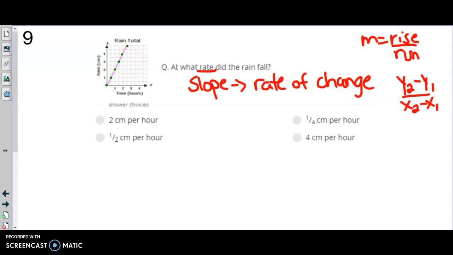But remember, we talked about those similar triangles. It doesn't matter if you use this little bitty triangle here where you rise up 1 centimeter and over a half hour, or if you use the next triangle, you could rise up 2 centimeters and over 1 hour. You could do any of the triangles. You could do the big triangle if you want. You could rise up 6 centimeters and over 2.5 hours. All of them will give you the same slope.